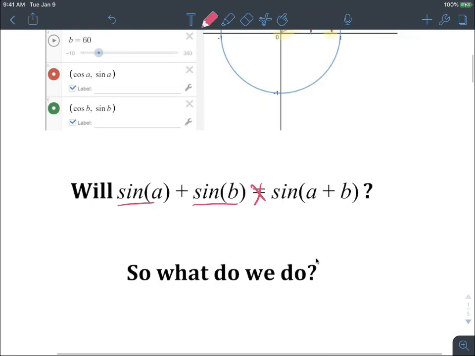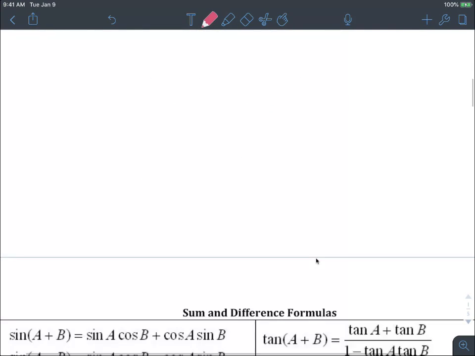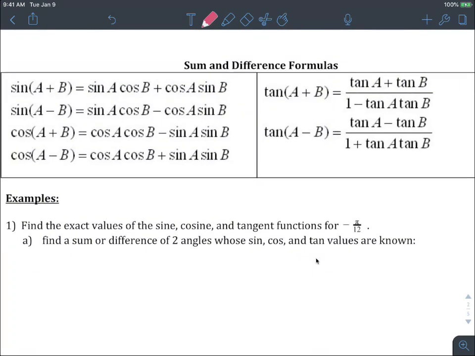Okay. So what do we do? We have all these formulas called sum and difference formulas. So if I have two original triangles that I'm trying to add together, add the angles together, the new ratios will be equal to these formulas here. Okay, so write them down, and then we're going to do an example here.